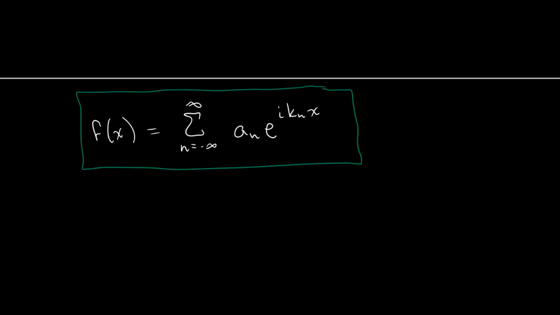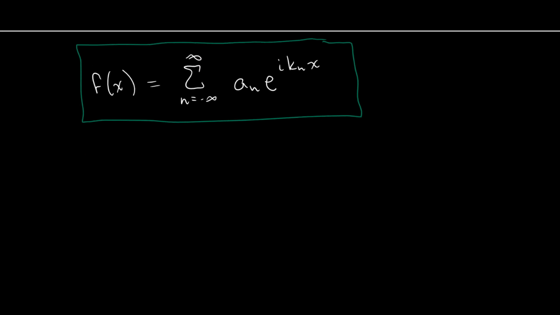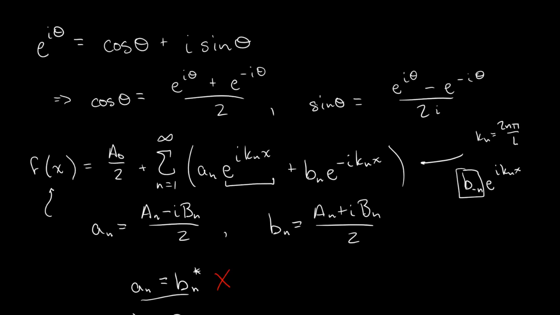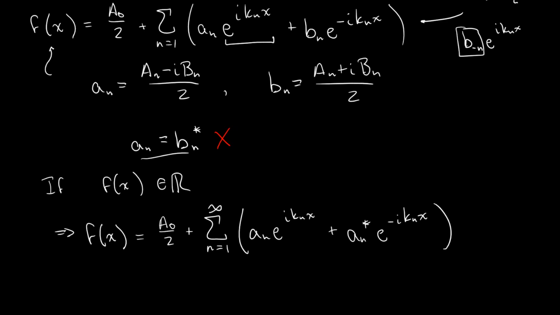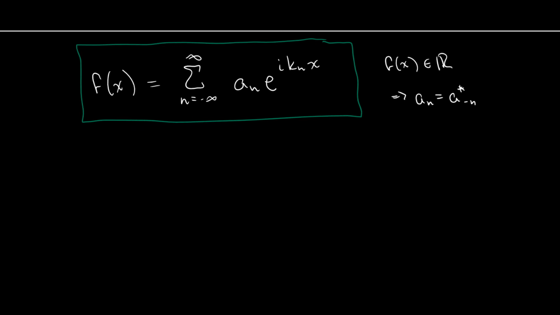Okay? And now it's pretty straightforward to see that if f of x is real, then a sub n is equal to the complex conjugate of a sub minus n. Because for the negative values of n, I know that a is just equal to this b sub minus n. And I know that if f is real, then a sub n is just b sub n complex conjugate. So that's a very nice constraint that we have in the case that f of x is real.